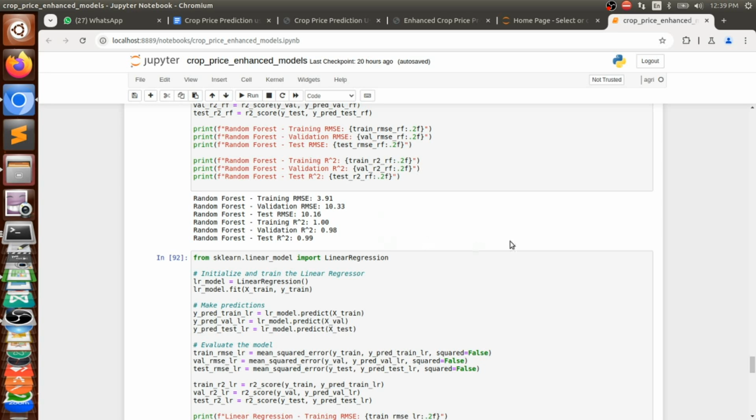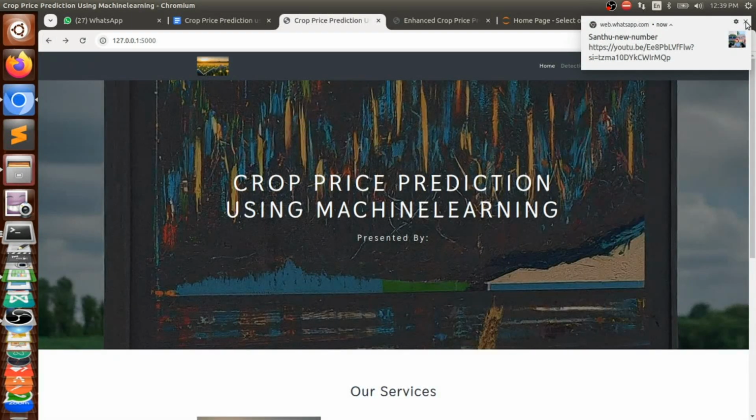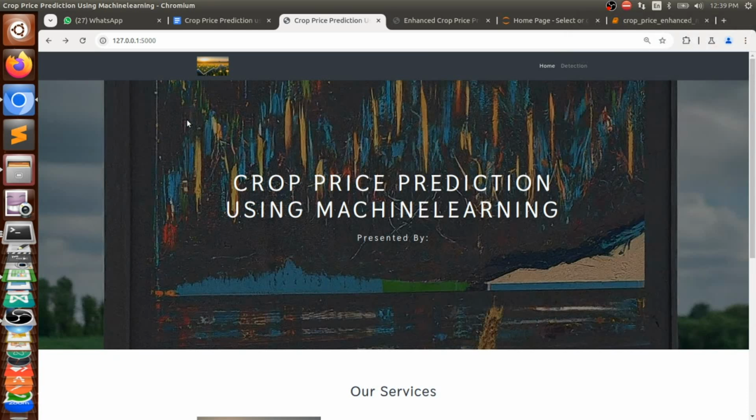interact with my front end and back end. For the front end we used HTML and CSS, for the back end we used Flask. So we are going to integrate both of them. We are going to integrate the best model there with the front end and back end like this. So this is our home page.